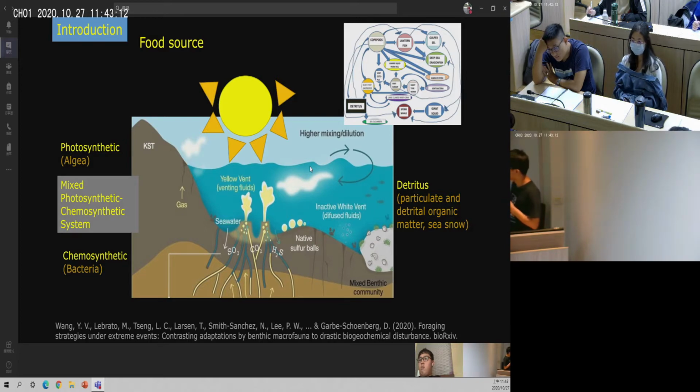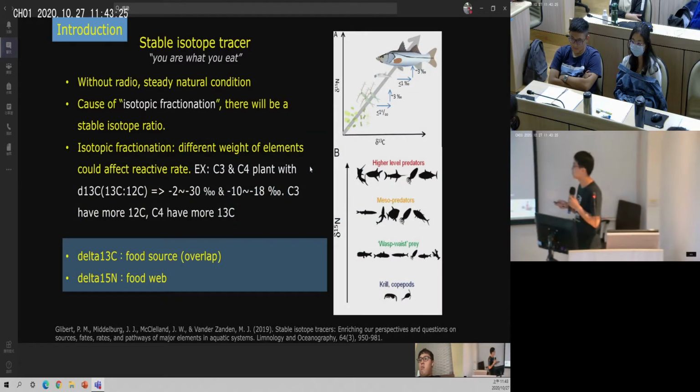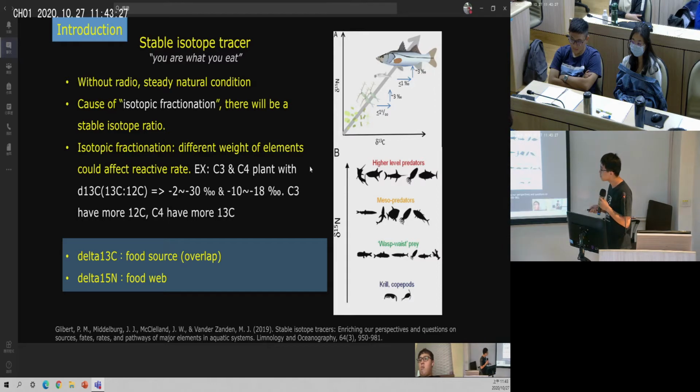And another thing is that we want to know about the food web here. So how do we construct our food web? We use the stable isotope tracer. There's a saying that you are what you eat. And what is a stable isotope? Stable isotopes are not radioactive, and they are steady in nature.